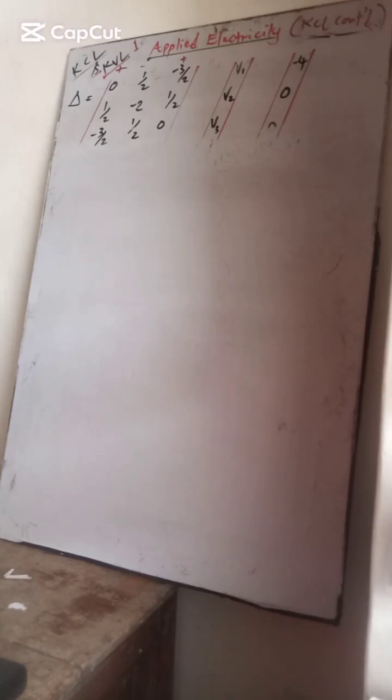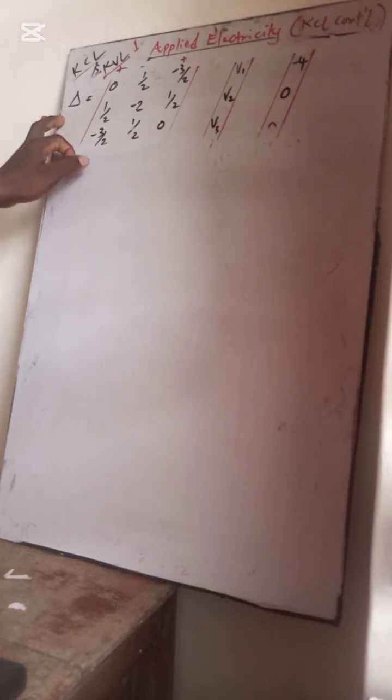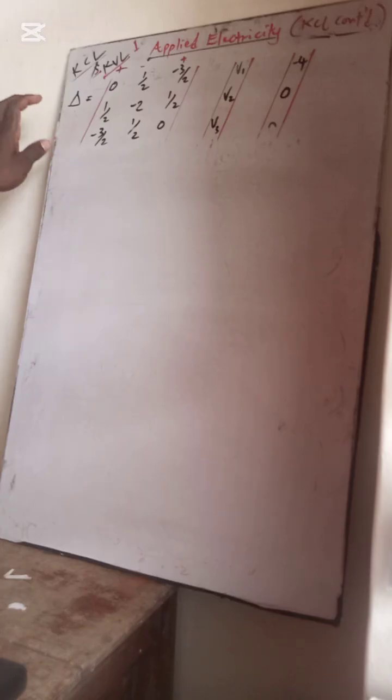And welcome to this second part of the KCL question we're solving in part A of applied electricity for the Kirchhoff laws. So this is the determinant we arrive at. This is the main determinant, and I told us that we're going to be solving delta 1, delta 2, and delta 3. So here we want to calculate the main determinant first. And how do we go about that?